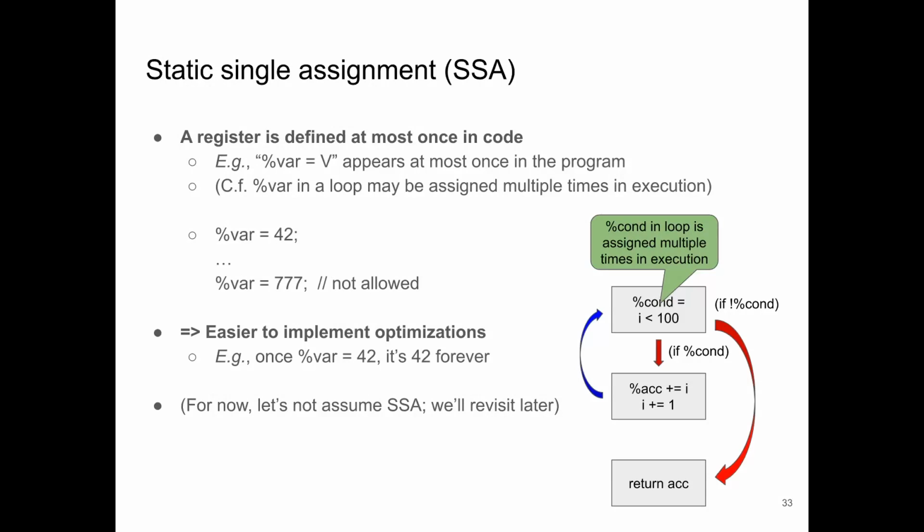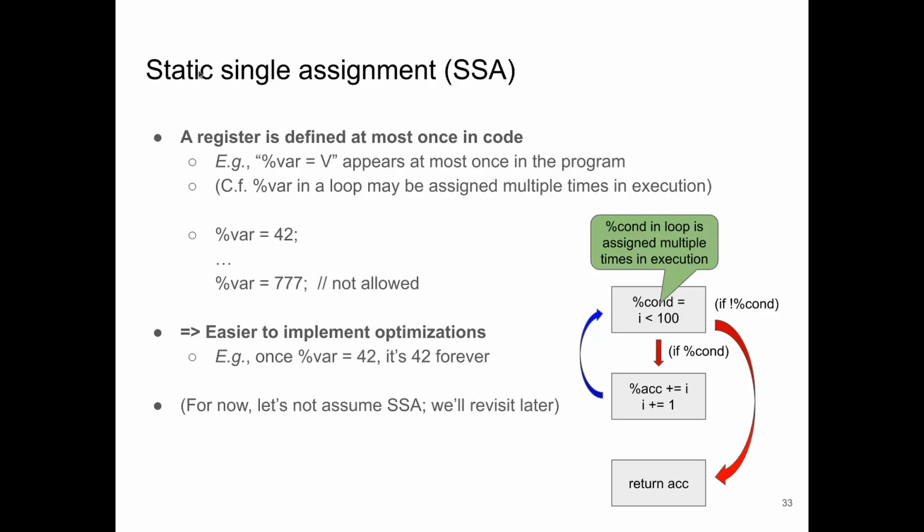The final characteristic of this IR is static single assignment, or SSA. SSA means that a register is defined at most once in your code. So this $var equals v should appear at most once in the program. In this example, this is disallowed because the register variable var is assigned twice. So it violates the rule of static single assignment. Therefore, it is rejected in our IR.